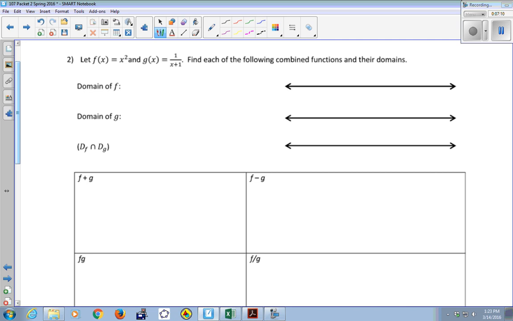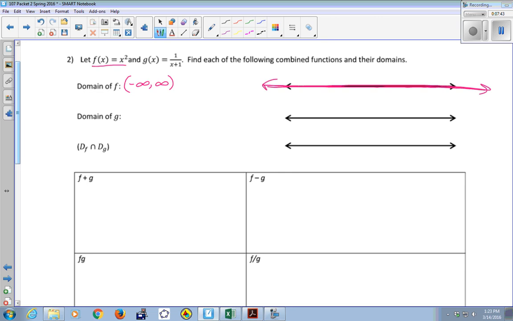All right, so here's an example. If f equals x squared and g is 1 over x plus 1, let's look at the domain of f. Okay. So what values of x are you allowed to square? Anything. You can square anything. There are no restrictions. So my domain of f is all real numbers, negative infinity to infinity. And if I were to graph it, I would just shade the entire number line. All the real numbers are in the domain of f.